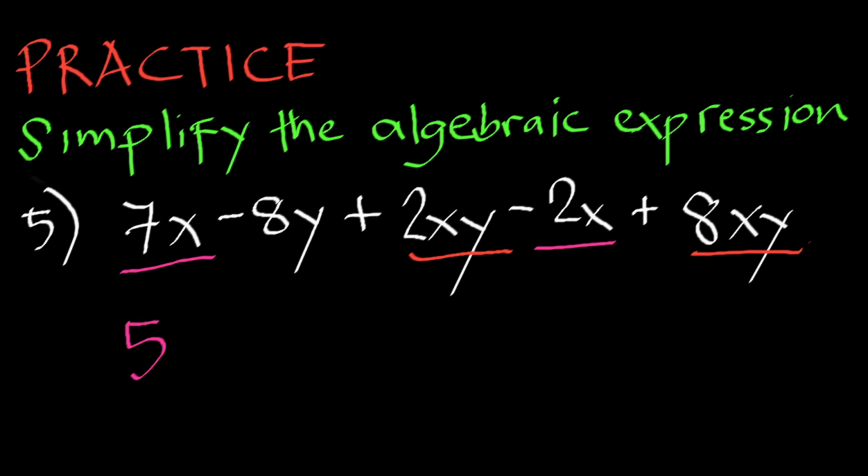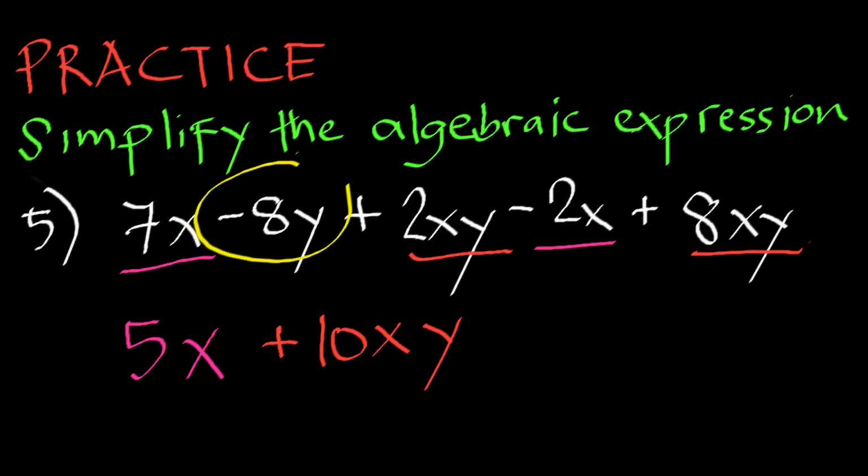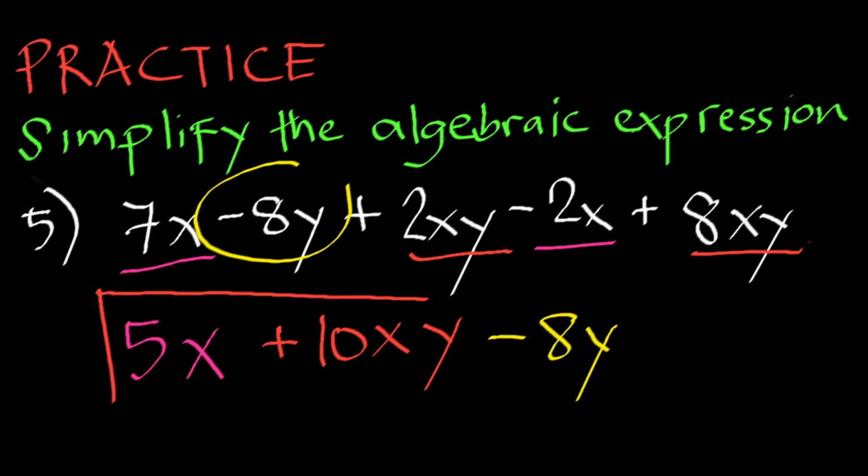So ang answer sa 7x minus 2x ay 5x. And then for 2xy naman plus 8xy, magiging 10xy. Yung wala namang kapareho, which is negative 8y, pwede na natin siyang isulat sa baba. So ang answer natin ay 5x plus 10xy minus 8y.